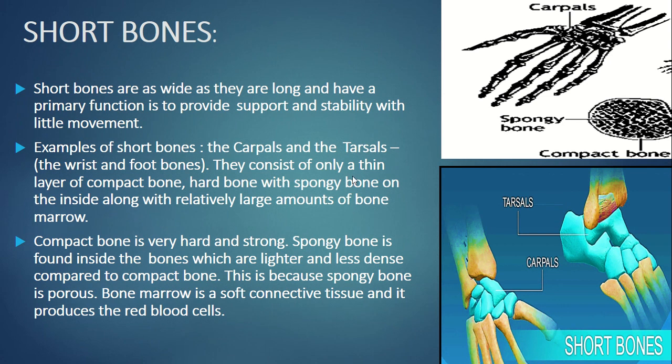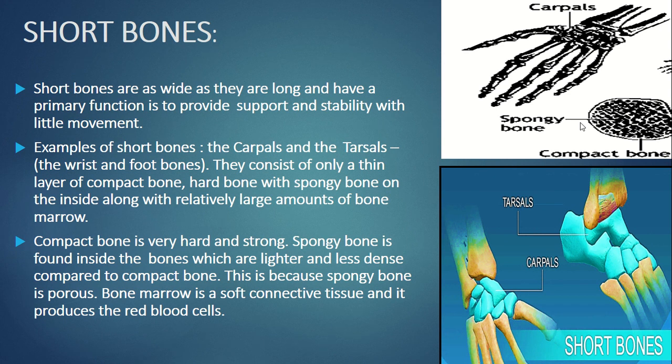They consist of only a thin layer of compact bone, the hard bone, with spongy bone on the inside, along with a relatively large amount of bone marrow. So a large amount of bone marrow is present, and they contain a small thin layer of compact bone, the outer bone, and spongy bone. Mainly they are composed of spongy bone. Here you can see a thin layer of compact bone with so much spongy bone present.